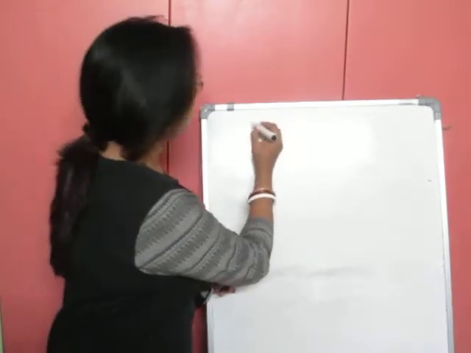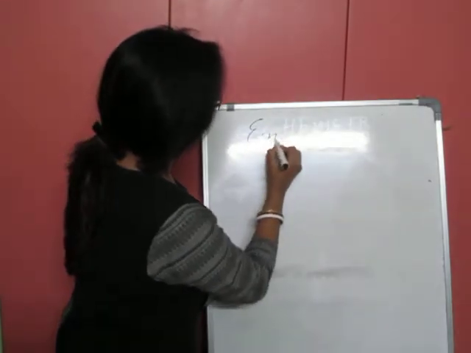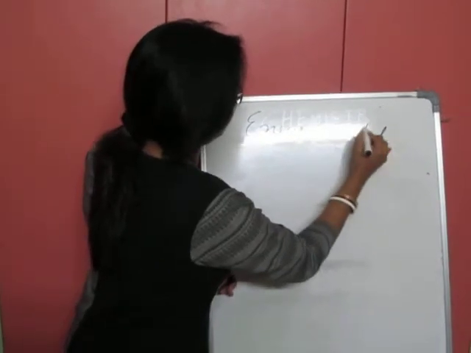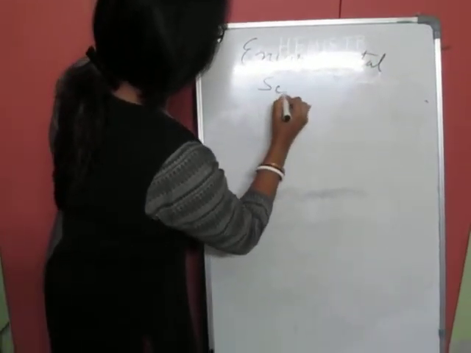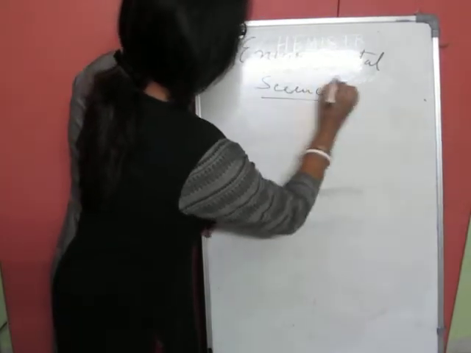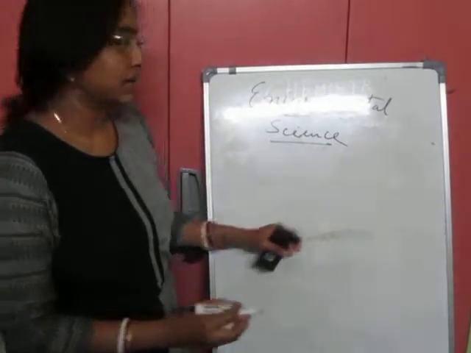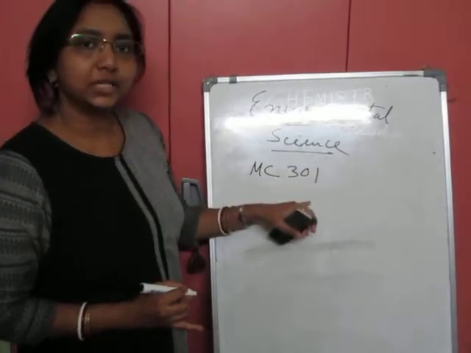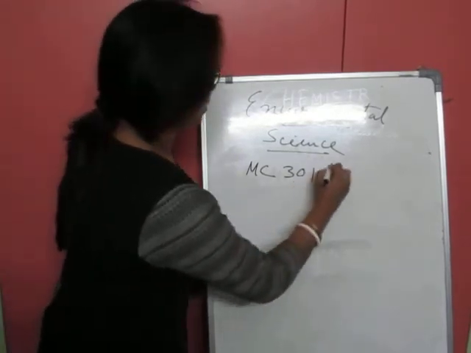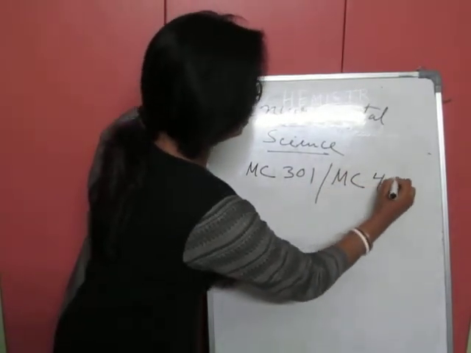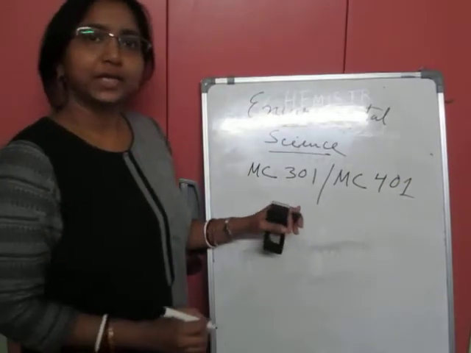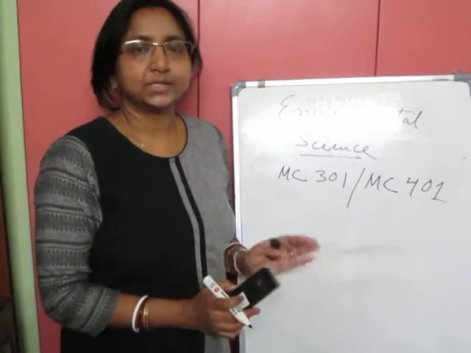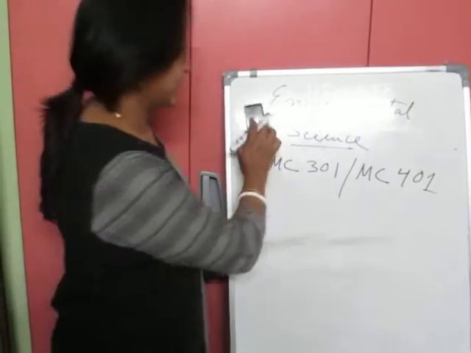The subject name you know that I teach you: Environmental Science, that is MC 301 for odd semester, MC 401 for even semester. So today's topic is BOD, that is the biological oxygen demand.